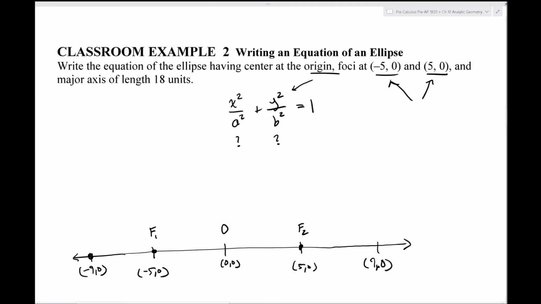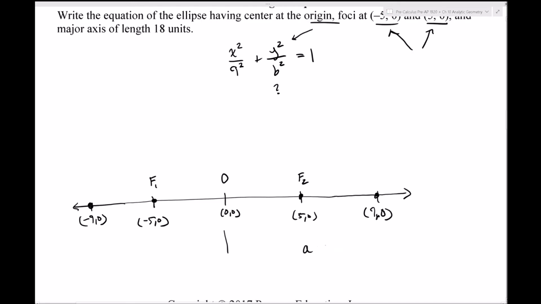Hopefully that makes sense, because then that would be a total distance of 18 all the way through. So what does that tell me? That tells me that A is equal to 9, or A squared. I can actually leave it that way, 9 squared. So then A is equal to 9. If you remember, A is the distance from here to here. So that would make it 9.